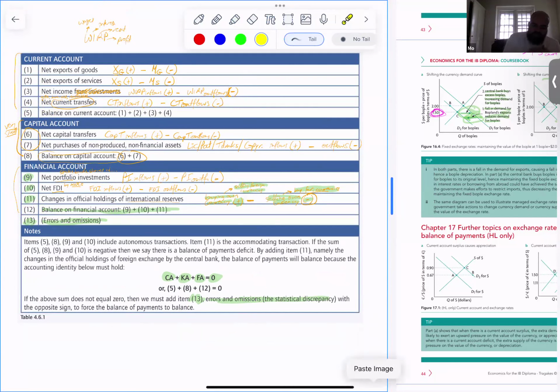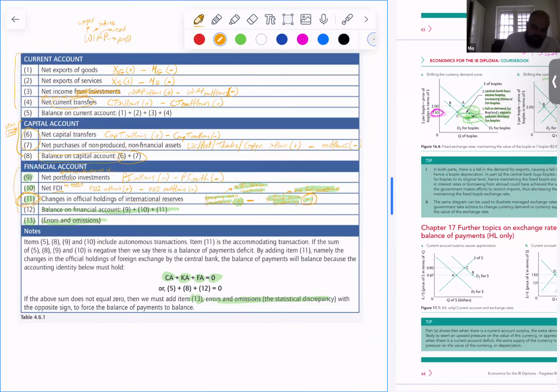So basically, if there's a deficit on the current account, it must be offset by a surplus on the capital and financial accounts. If there's a surplus on the current account, it must be offset by a deficit in the capital and financial account. Why? Because remember that item 11, it's because of item 11.